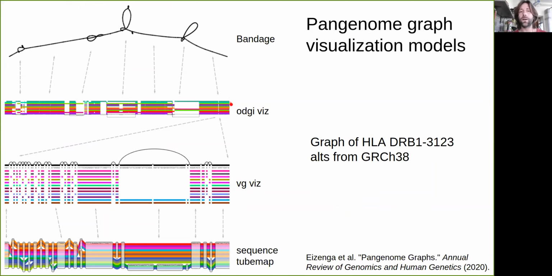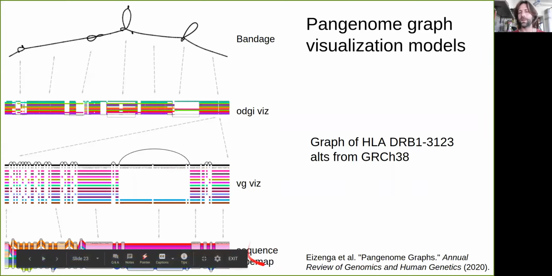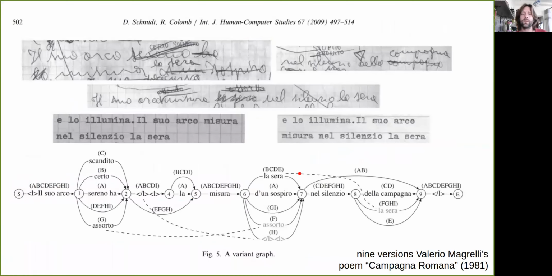And that can be linearized if we sort it right into something that shows us how the paths relate to each other. And then if we were to zoom in on this, we can start to look at the actual bases. And one way to do that would be this linear view again, or perhaps something like the sequence 2 map. And so some of these ideas will come up in the talk.